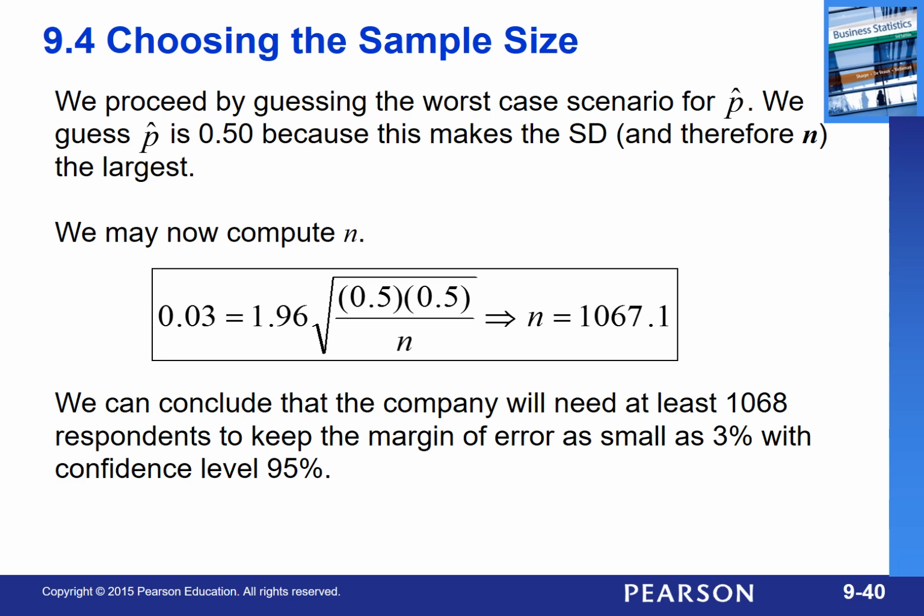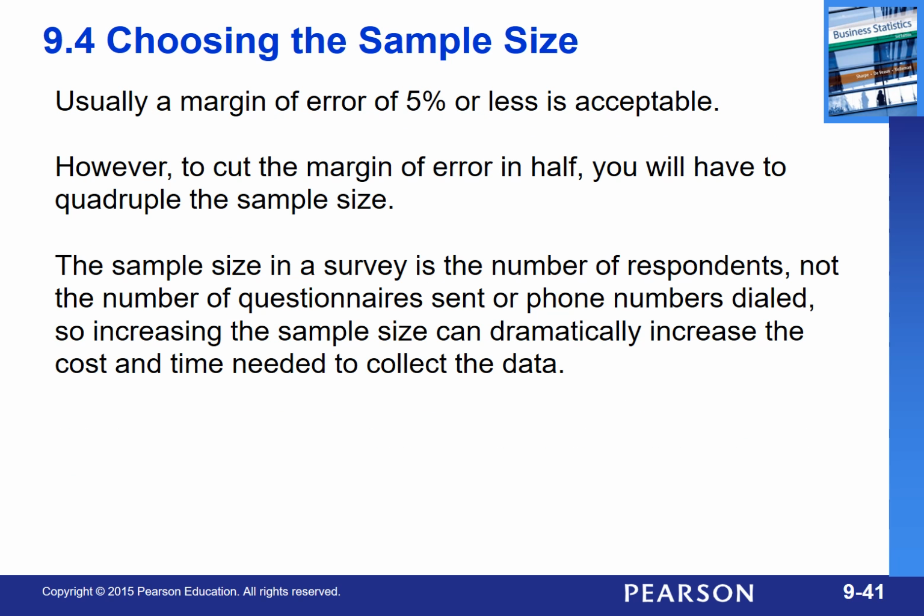If you've ever looked at any type of polling, usually this is a pretty acceptable level. What's a normal acceptable level for a margin of error? Usually we go about 5% or less. However, to cut your margin of error in half, you actually have to quadruple the sample size. You're going to see some more of that when we hit chapter 11. And sometimes the cost of increasing your sample to the point where you actually have less error is prohibitive. So if you're looking at this and thinking, oh, what's it going to cost to survey 100 people versus 400 people? That's kind of scary.